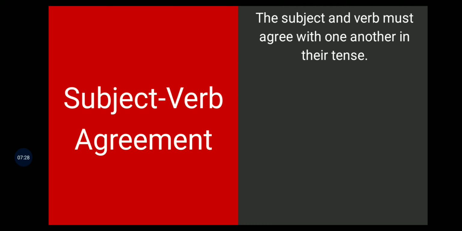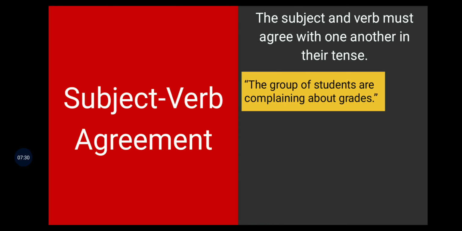So, for example, the group of students are complaining about grades. Do you think this is satisfying the subject-verb agreement criterion? The group of students are complaining. So, here if you see, the term group is singular and the verb are is plural. So, this is definitely not the correct way of writing the sentence.